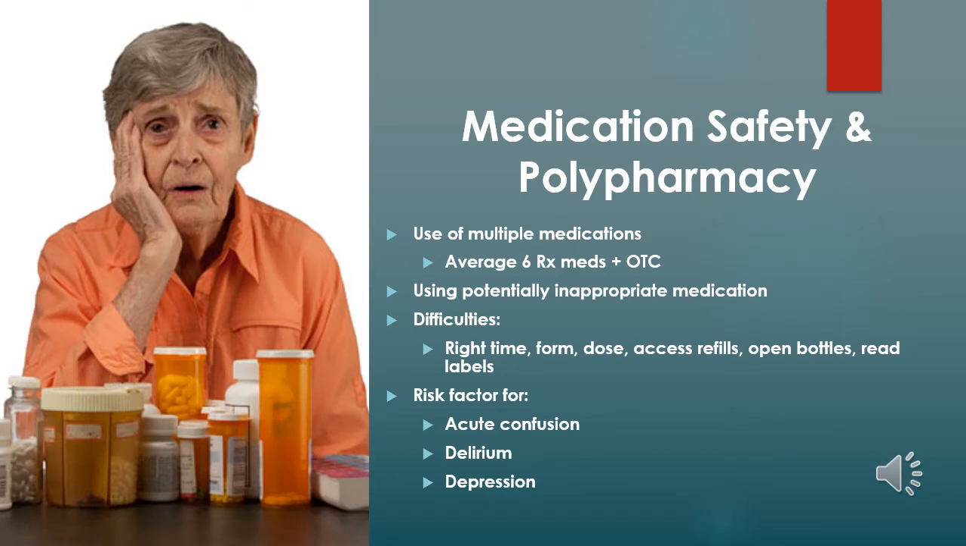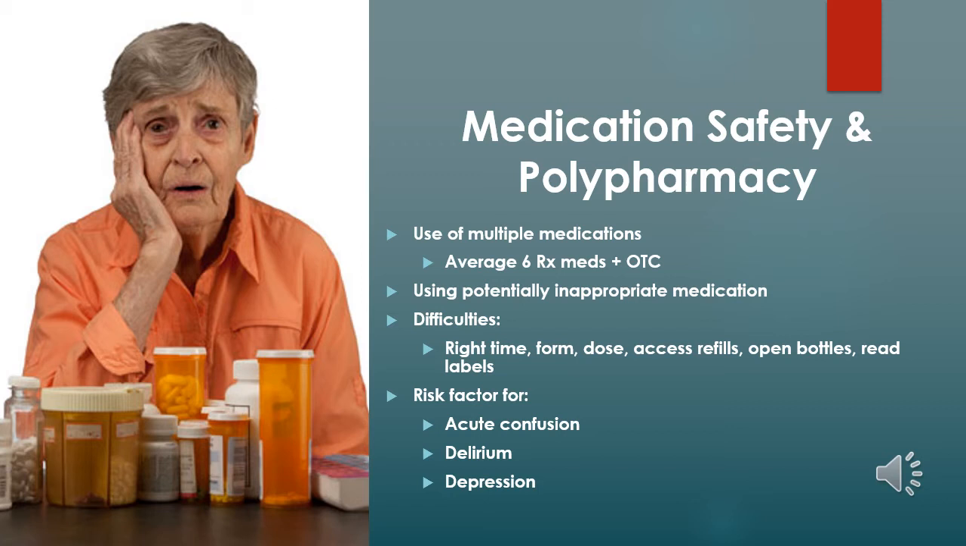All right, moving on to medication safety and polypharmacy. So polypharmacy is defined as at least 6 medications that the client is taking at the same time. The average elderly client takes 6 prescription medications plus over-the-counter medications combined. So a lot of elderly clients do have polypharmacy going on, and they are at risk for using potentially inappropriate medications. The elderly clients, again, thinking about their normal body changes that they're going through, it can prove to be difficult for them to take their medication at the right time, using the right form and the right dose.